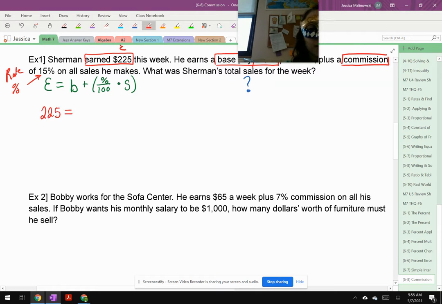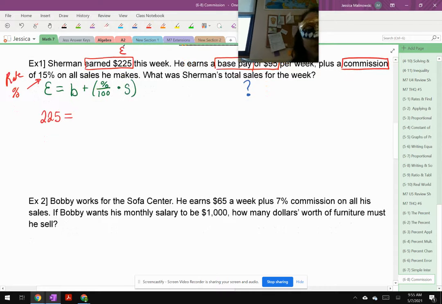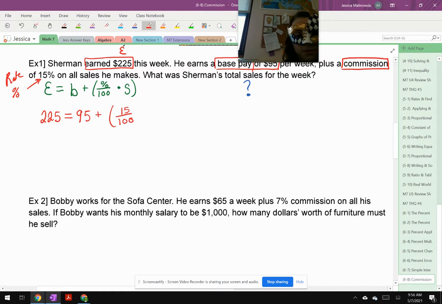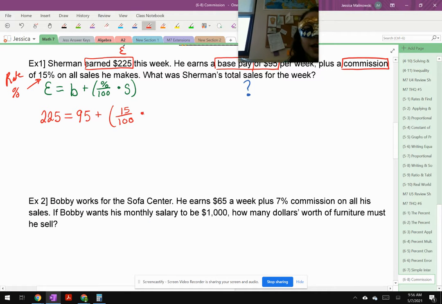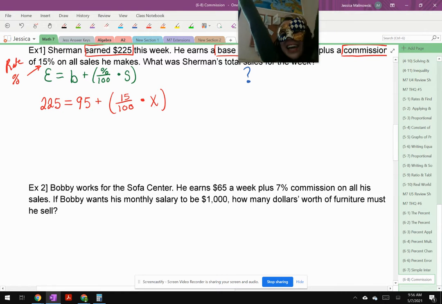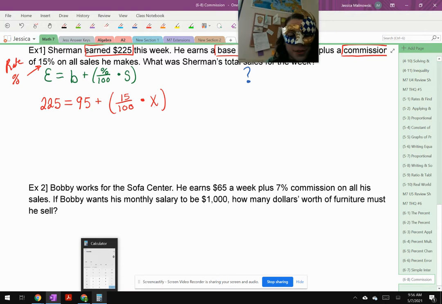225 goes in for earnings. Base pay was that 95 plus parentheses. My percentage was 15, divided by 100. Times the sales, which is what we don't know. So we're going to put that as S, or you can put that as your X, because that's what we don't know. That's the missing piece. And now you just math and isolate your variable there.